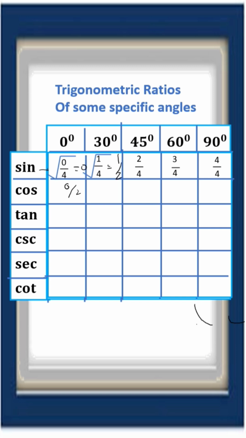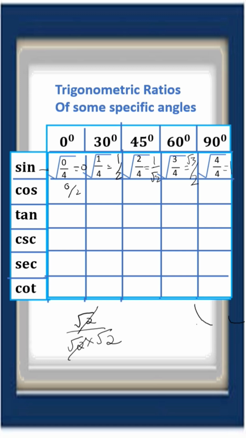Square root of 2 by 2. Let us write 2 as square root of 2 into square root of 2. Here square root of 2 and square root of 2 get cancelled. So this is 1 by root 2. Square root of 3 by 4 is square root of 3 by 2. Square root of 4 by 4, 4 by 4 is 1, square root of 1 is 1.